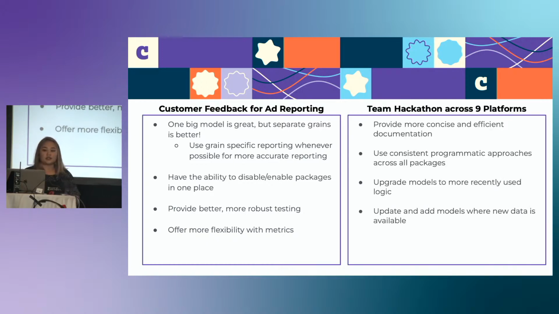While customer feedback really helped us with defining and overhauling specific features in our package, we decided to go the extra mile while we were at it. We hosted a team hackathon, and during this week-long hackathon, we found that we could provide more concise and efficient documentation. We could use more consistent programmatic approaches across all of our packages, and we could upgrade models to more recently used logic. Lastly, we could also update and add models where new data is now available. While the main focus was ad reporting, we wanted to see how we could leverage our findings here and possibly set new development standards across all of our packages.